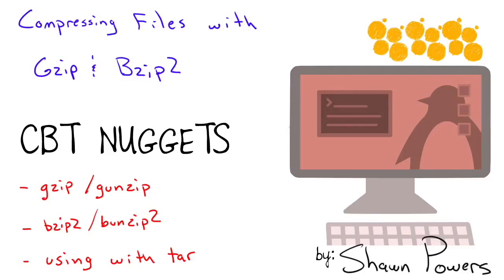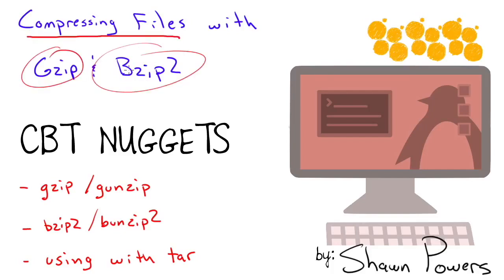Hi everybody, in this nugget we're going to magically turn big things into little things. Specifically, we're going to learn to compress files with both Gzip and Bzip2. Now we're going to of course learn how to compress and uncompress things using both of those tools, but then we're also going to cover how to use those tools with the tar command, because tar can actually compress things on the fly using either one of these algorithms.